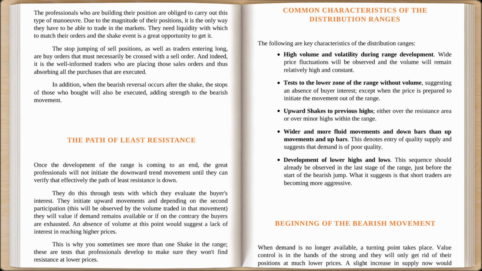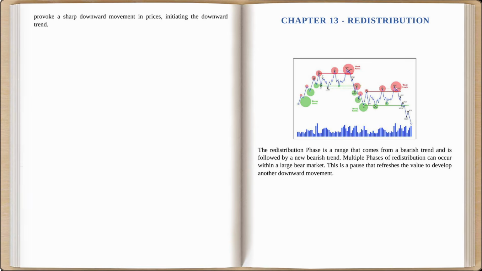Beginning of the bearish movement. When demand is no longer available, a turning point takes place. Value control is in the hands of the strong, and they will only get rid of their positions at much lower prices. A slight increase in supply now would provoke a sharp downward movement in prices, initiating the downward trend.